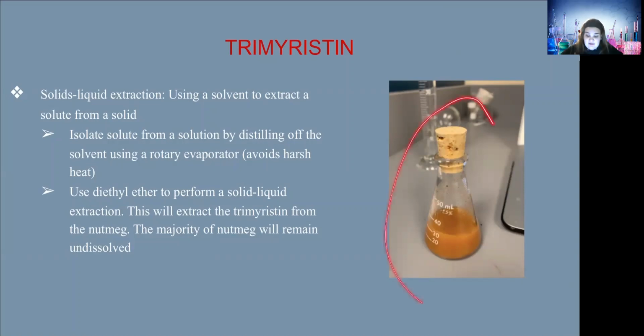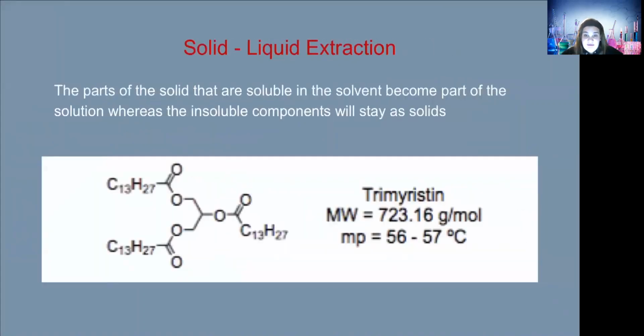So we use diethyl ether to perform that solid liquid extraction, all right? So the liquid portion, that's the trimyristin. That's what we're trying to take out. And the solid portion is the remaining nutmeg. Now, this is just an image of trimyristin and what it looks like along with its melting point. I would say it's a good idea to have this melting point value memorized. And one thing I want to mention is that our melting point range is a 1 degree Celsius range. So that is indicative of a pretty pure compound.